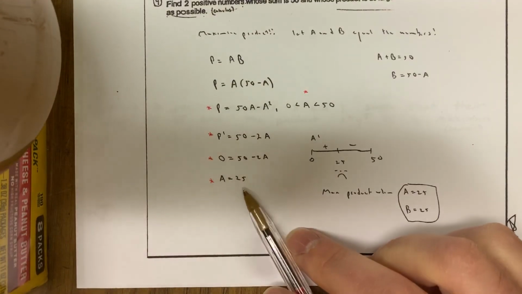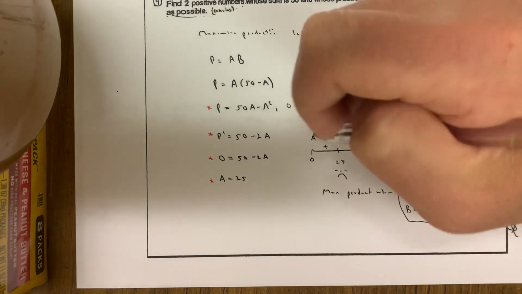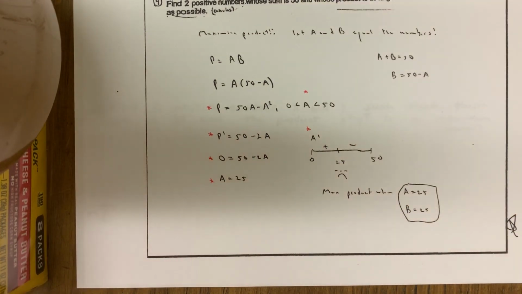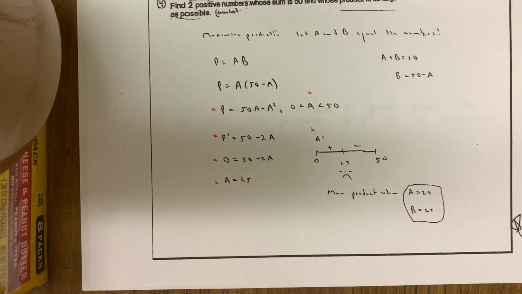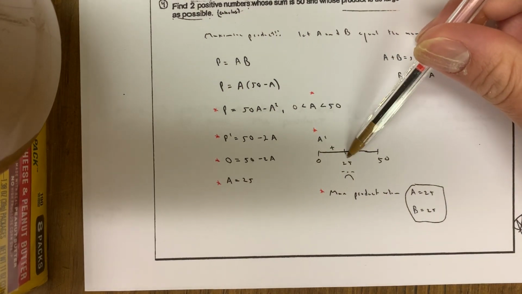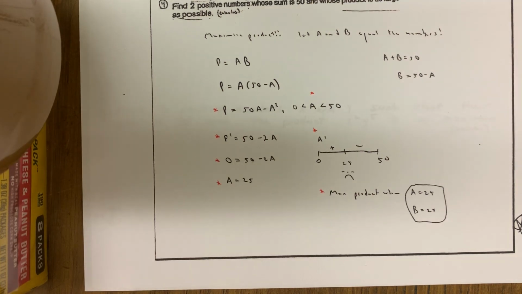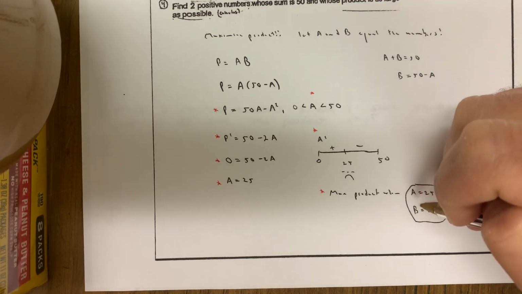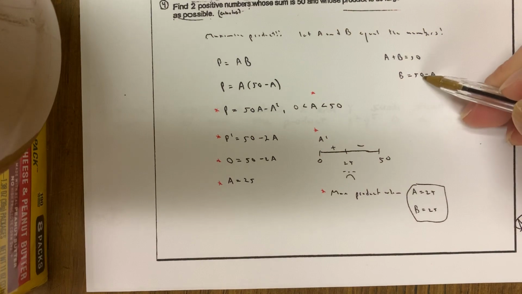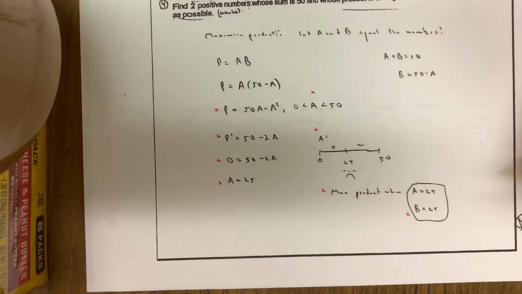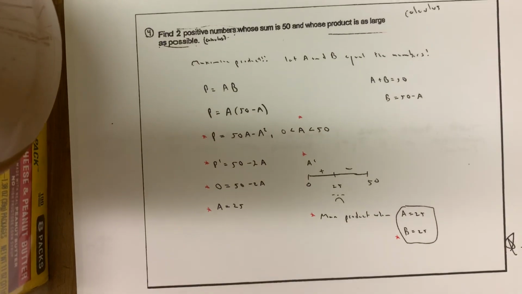No units here because that's just one of the numbers. Draw that line, the A prime line in this case. Show me that there's a maximum. Write the blurb: I know there's a max product when A is equal to 25. Then answer the question. They want to know the two numbers. Well, if A is 25 as one of the numbers, that means B equal to 25 has to be the other number. So make sure that you actually answer the question.